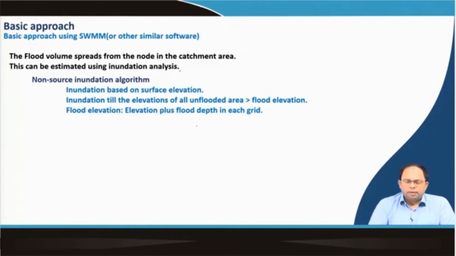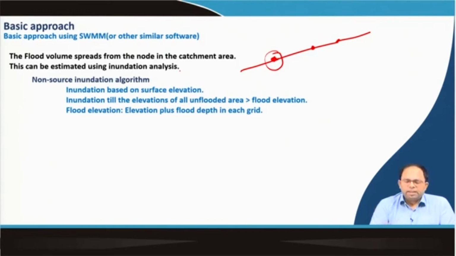So, what it means is, I have got a line, there is a node. Now, there is some flooding in this particular node that SWMM has shown me. It has also given me the time of the day when it happened, and it also gave me the total volume of flood water over here. What is the volume of water? That is excess. So, now we have to do a non-source inundation algorithm.